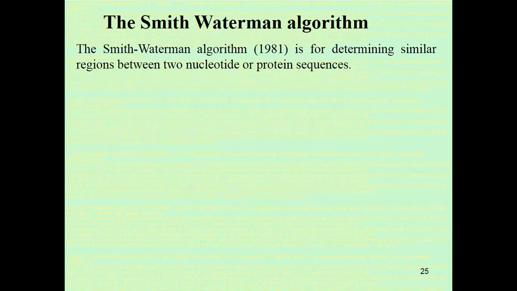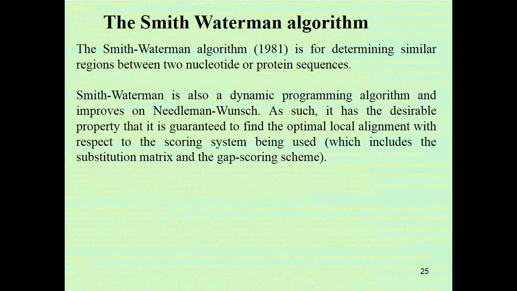The Smith-Waterman algorithm, produced in 1981, is for determining similar regions between two nucleotide sequences, with small patches or small chunks. Smith-Waterman is a dynamic programming algorithm similar to Needleman-Wunsch. However, it is an improved form of the Needleman-Wunsch algorithm and has more specificity to local alignment, to hunt out the specific portion. It has the desirable property that it is guaranteed to find the optimal local alignment with respect to the scoring system being used.